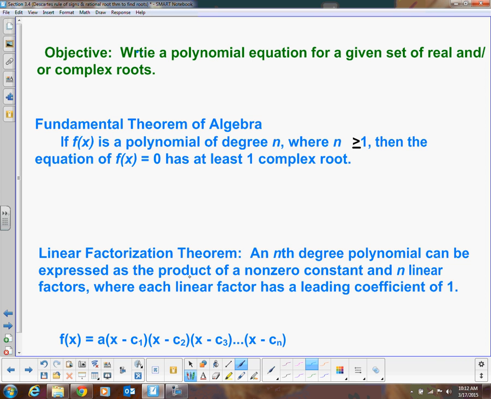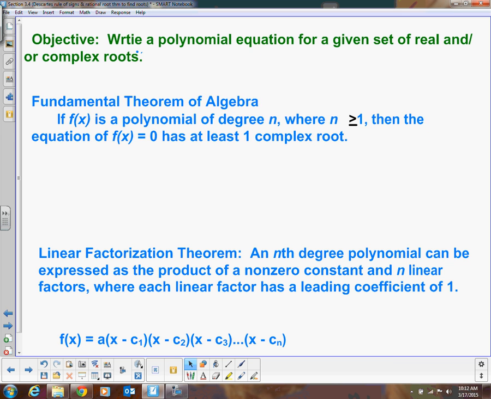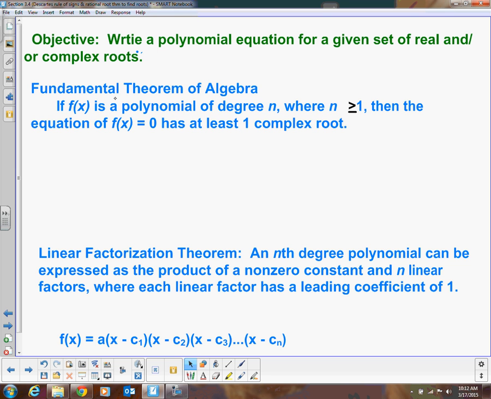Write a polynomial equation for a given set of real and/or complex roots. All right, that's our objective. The fundamental theorem of algebra says if f of x is a polynomial of degree n, where n is 1 or bigger, then the equation f of x equals 0 must have at least one complex root.